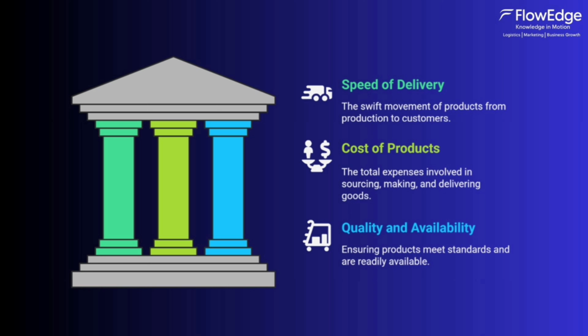The next factor, which is determined by the supply chain, is the cost of products. The total expenses involved in sourcing, making, and delivering goods eventually influence the selling price. Thus, a well-managed supply chain can reduce cost, allowing competitive pricing without sacrificing profits.